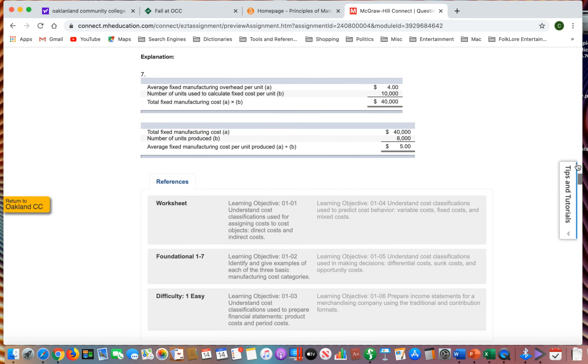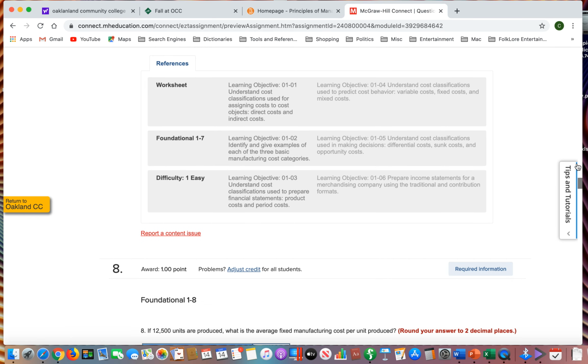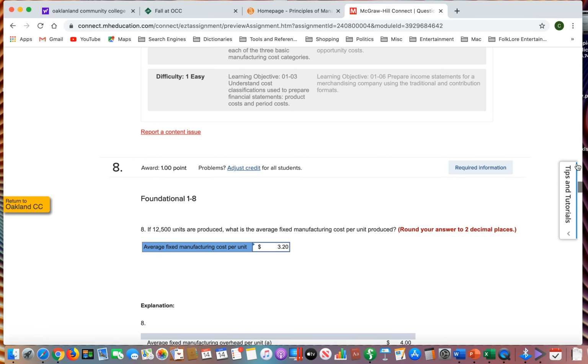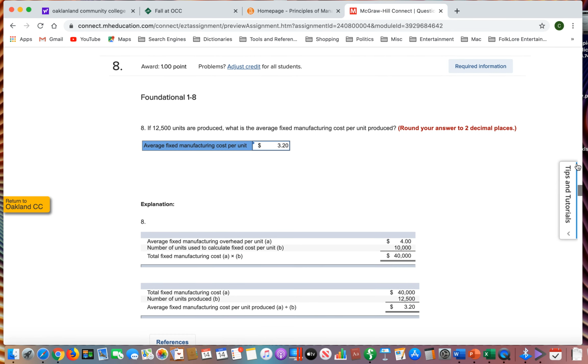Okay, number 8. If 12,500 units are produced, what is the average manufacturing cost? Again, don't forget that $4 pertains to 10,000 units. So the way they do it is $3.20. Okay, you see that? You take the $4 and 10,000 units, which is 40,000, and then you divide it by the number of units, 12,500.